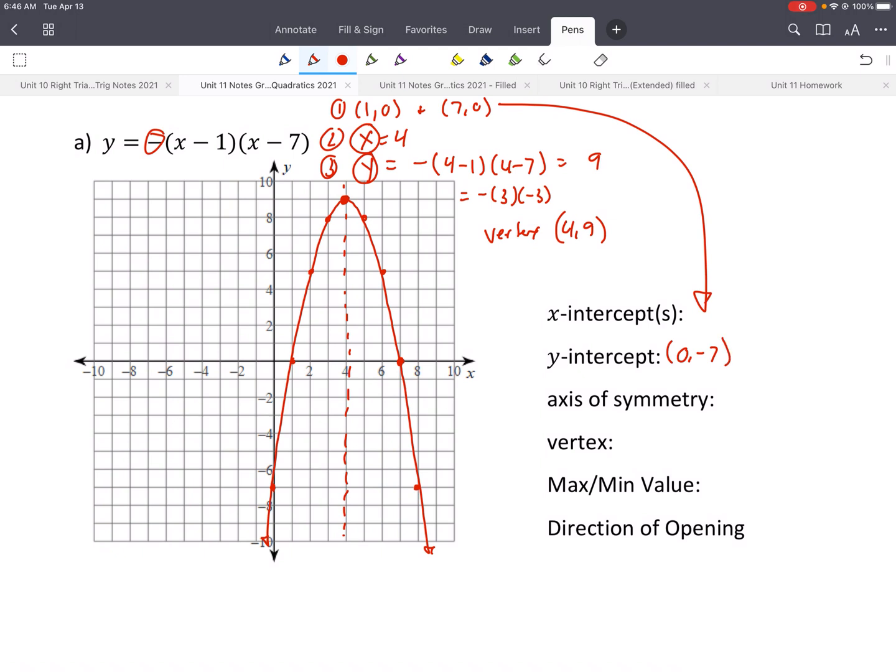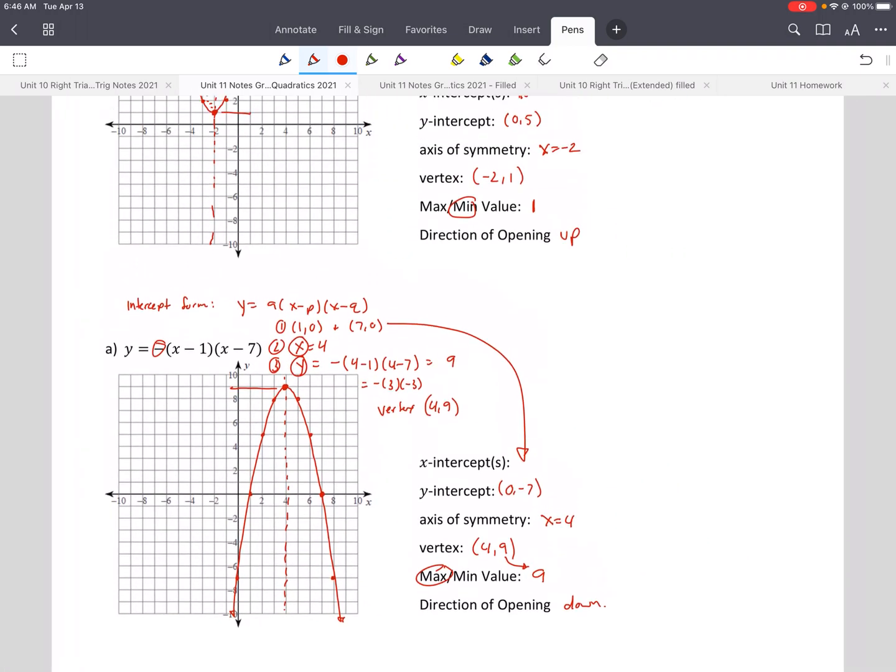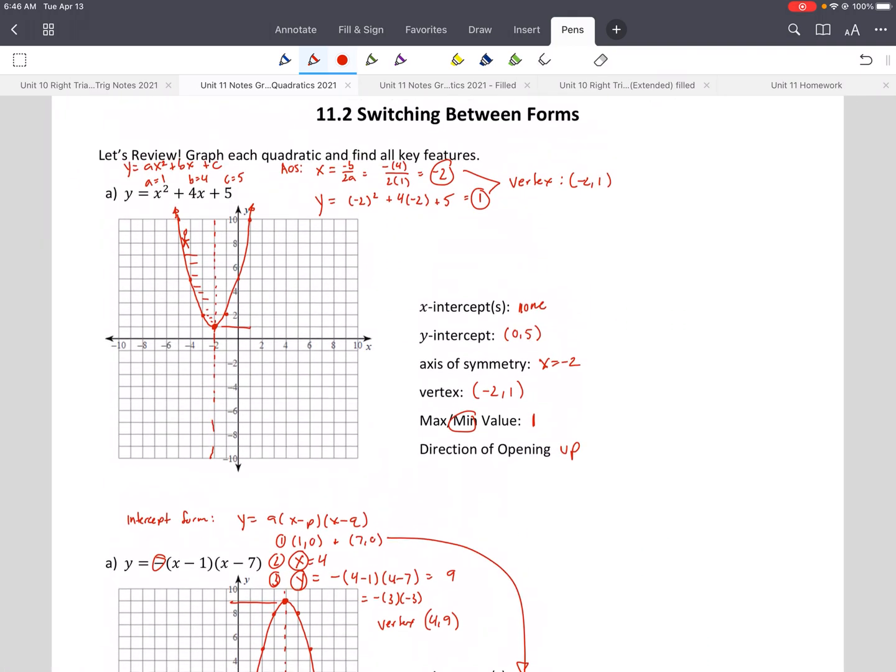Axis of symmetry, we already wrote that down, x equals 4. Vertex, we already wrote down, which is 4, 9. We have a maximum value of 9. Again, it's how high or how low it goes. So it's always based off of your y value, and it's always the y value of your vertex. Direction of opening is down. Okay, so there's a quick review for graphing from intercept form and from standard form.